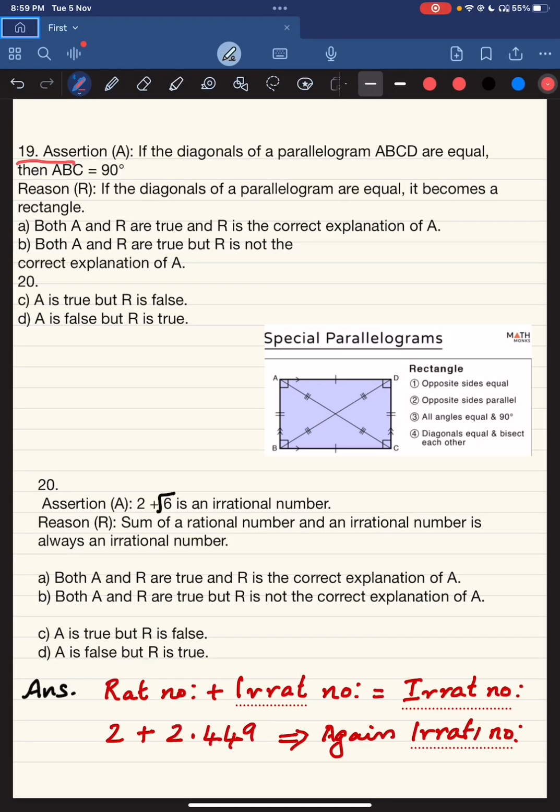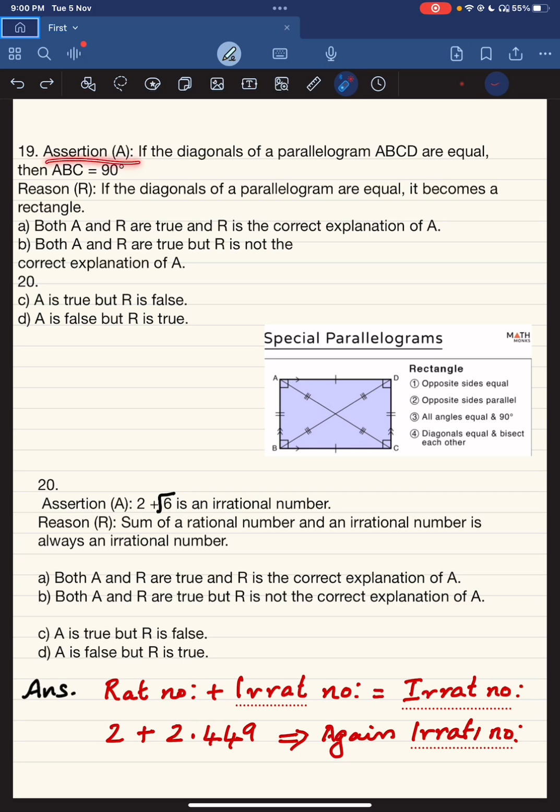This is question number 19. This is assertion type questions. There will be two assertion type questions in the MCQ format. They will give one assertion and one reason, and four options will be there. So we have to find which option is correct for their assertion and reason.